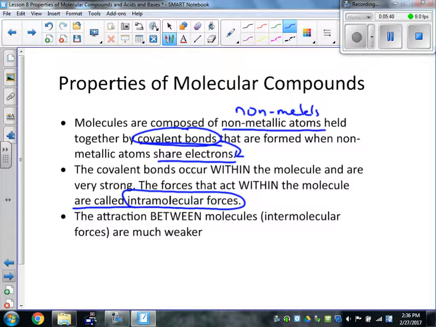Now, that's what holds one molecule together. I'll give you an example. What holds many molecules together? So the attraction between molecules is something called intermolecular forces. And they're usually much weaker. Okay? Intermolecular forces. That's between molecules.